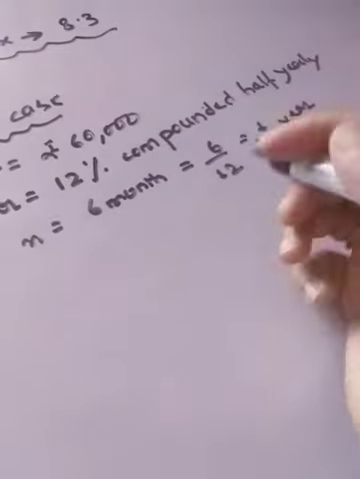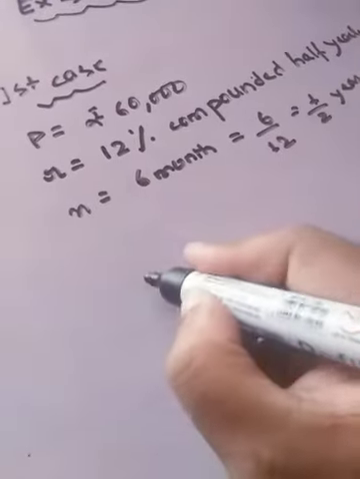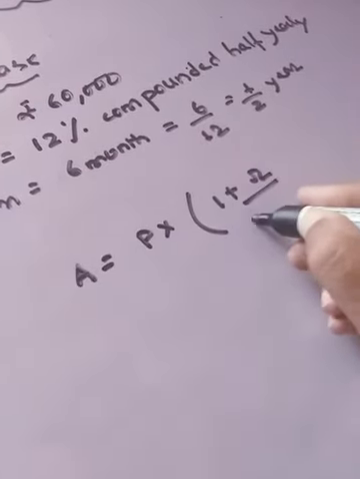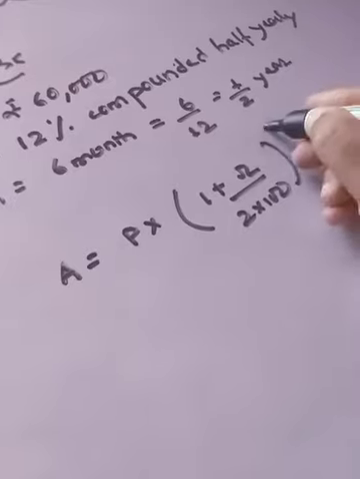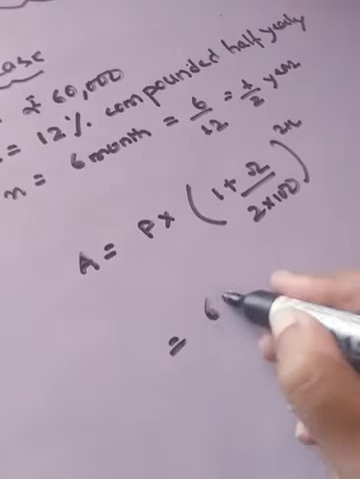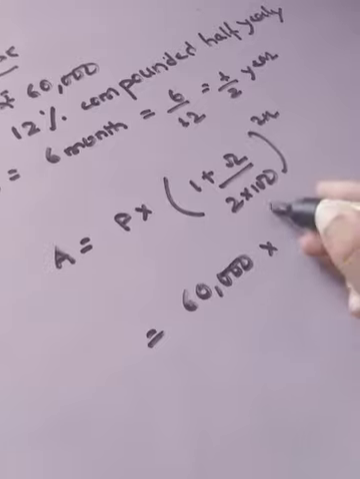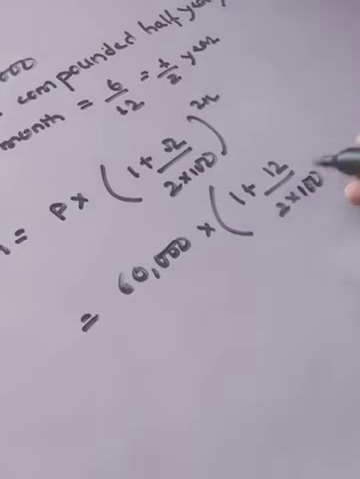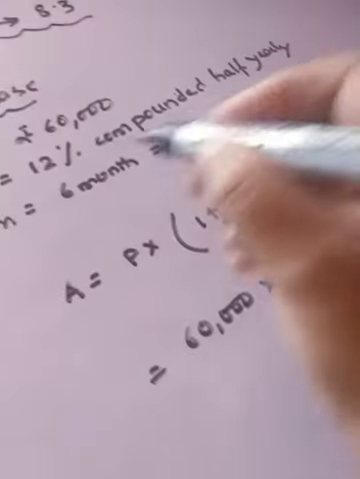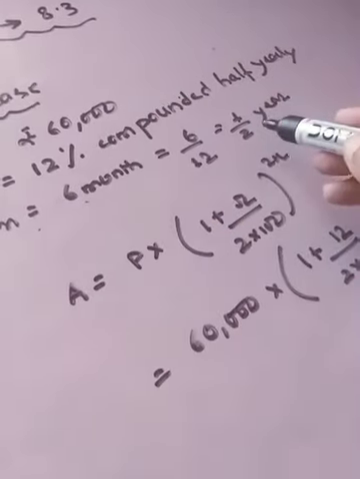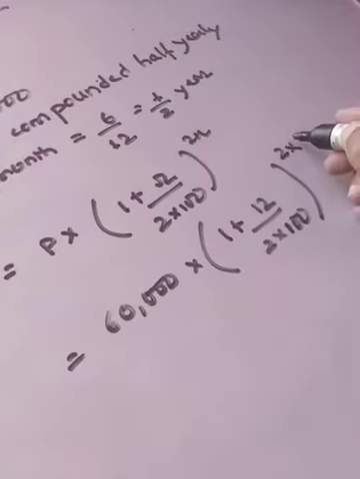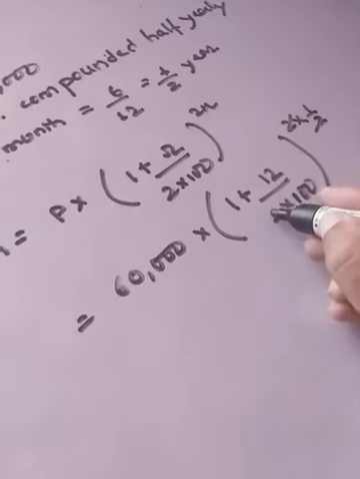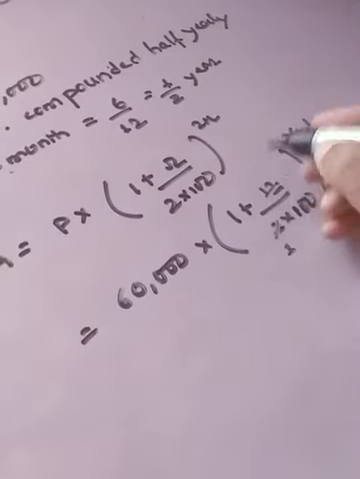Now let's start. As it is written compounded half yearly, which formula do we use? We use the half yearly formula, that is P into (1 + R by 2 into 100) to the power 2n. What is P? 60,000. What is R? R is 12, so 12 upon 2 into 100, and the power is 2n. N is not 6 months, but we have converted it into year form, 1 by 2. So we write 1 upon 2, and this 2 will cancel. This is why it is so important to convert the month form to yearly form.